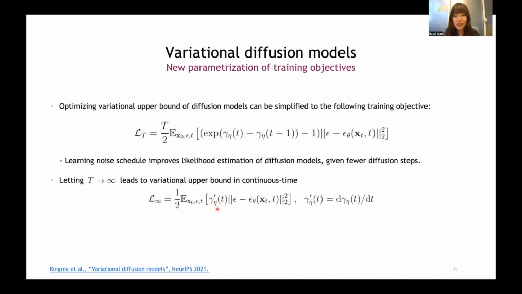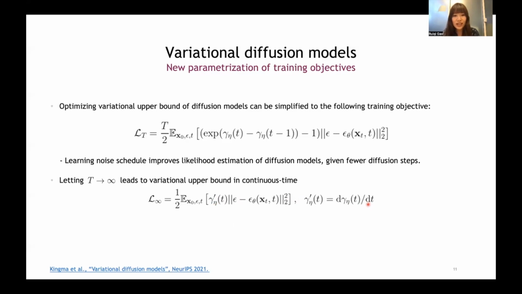with this gamma eta notation. Basically, they show that when we let this big T go to infinity, meaning we have an infinite number of diffusion time steps, this corresponds to a continuous time setting. And then the variational upper bound can be derived in the following formulation. Here, the only difference is that the weighting term of the different L2 distances at different time steps equals the derivative of this gamma eta t function over time t.